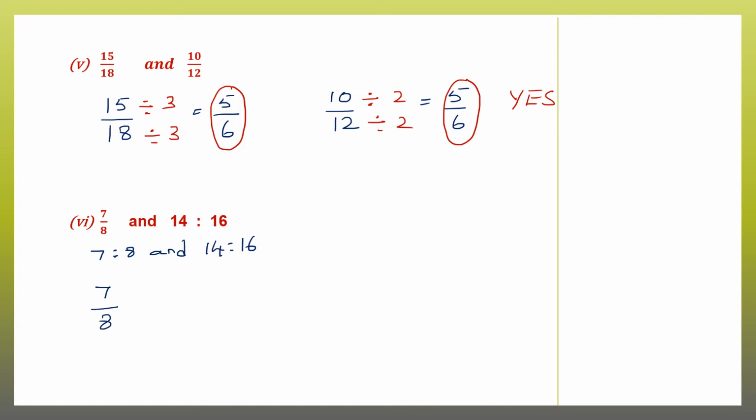7/8 is already in the lowest term. So if I write this as a ratio, it is 7:8. I cannot reduce that further. Let's take the next one.